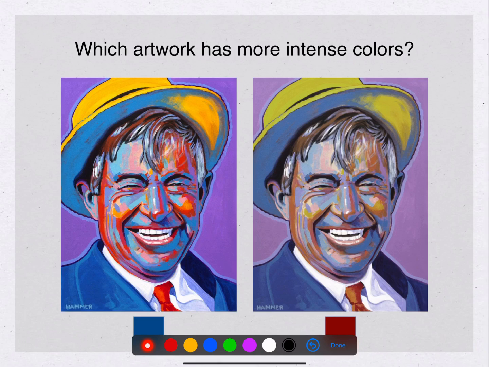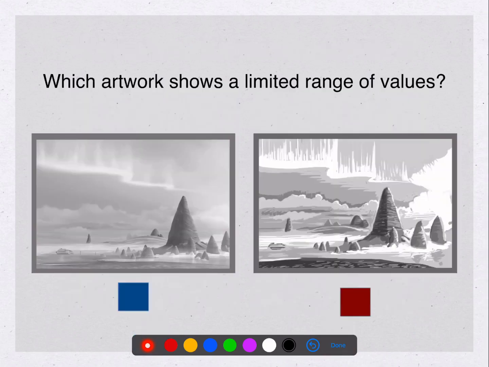Which artwork has more intense colors? That would be the painting on the left. The one on the right is very dull. It's all very toned down, where the colors on the left are really bright and pop out.